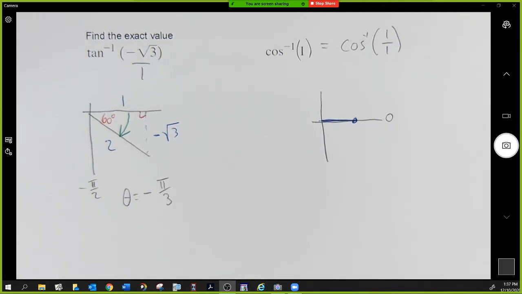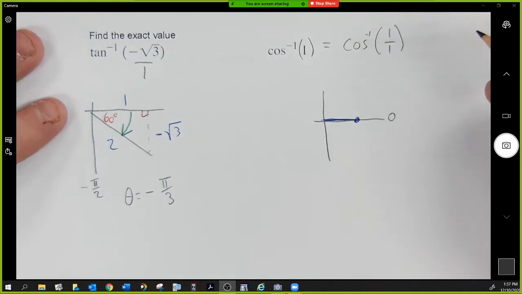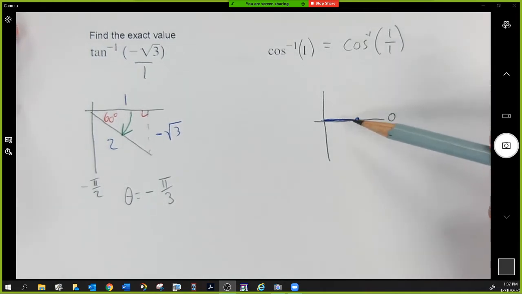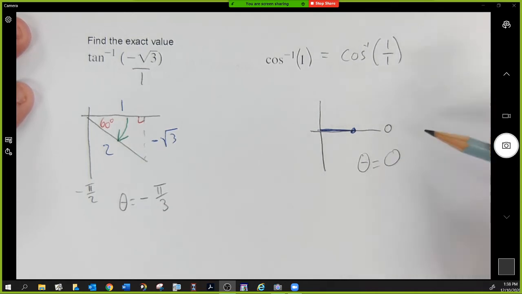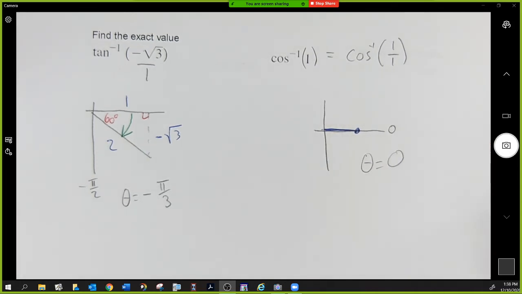At 0. That's it. Theta equals 0, because this is where x and r have the same length. 0 degrees or 0 radians, doesn't really matter, just pick one. I like radians.